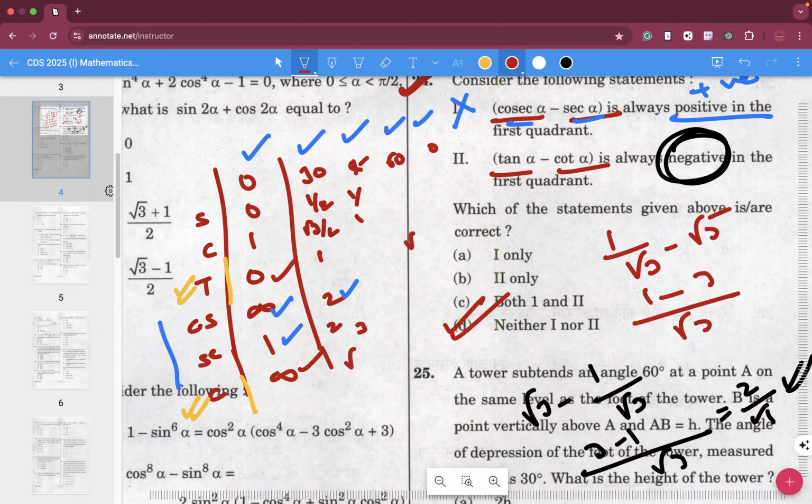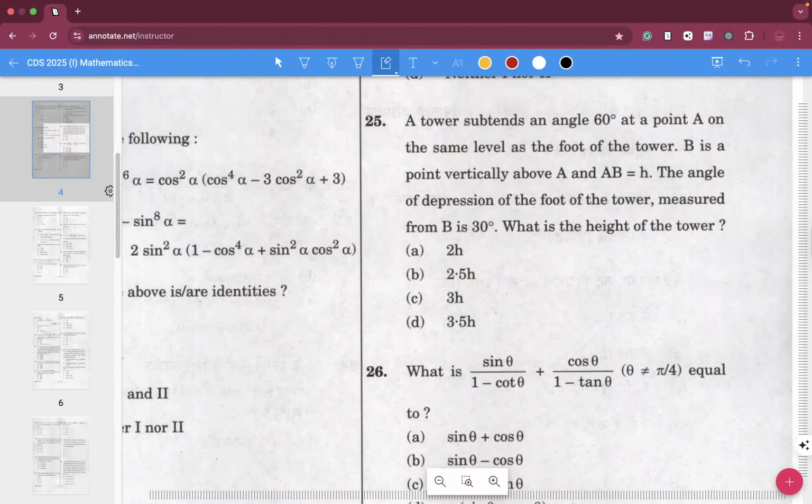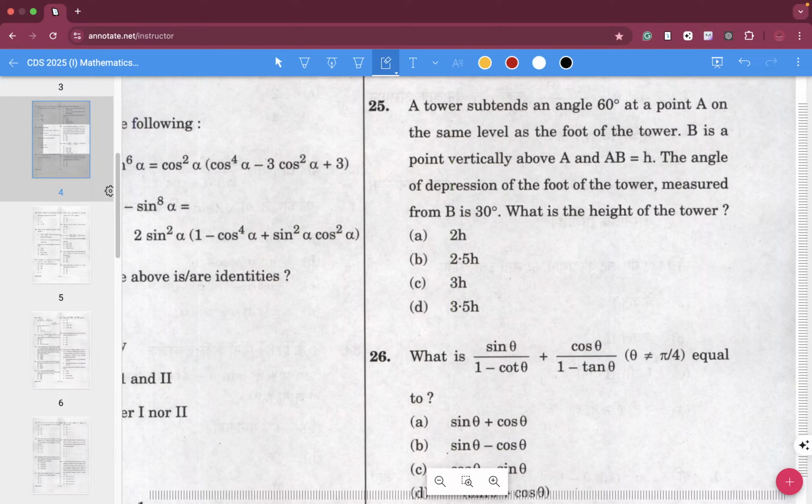Right folks, so we'll move to the next one over here. In that case, next question, question number 25. Question number 25 says, a tower obtained an angle of 60 degrees at a point A on the same level as the foot of the tower.